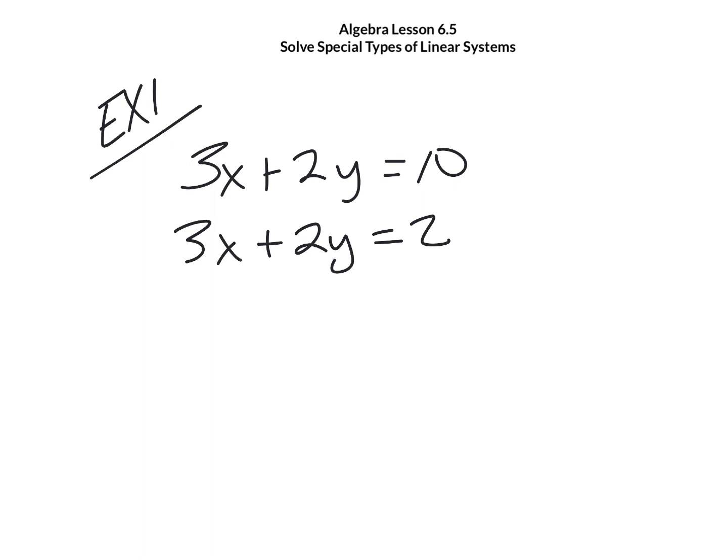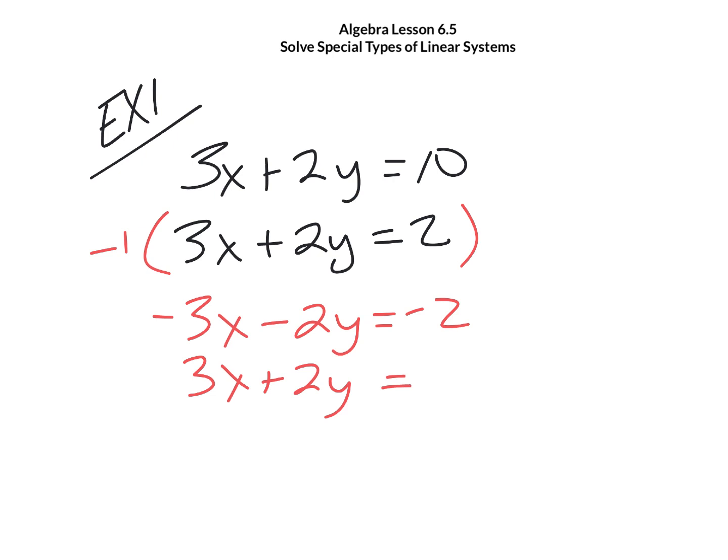So in order to use elimination, what's the one thing we have to do to this? It's already in standard form, but in order to add, one has to be positive and one has to be negative. So we need to multiply one of them times negative 1. That'd be negative 3x minus 2y equals negative 2. And then I'm going to rewrite the top equation, 3x plus 2y equals 10. Then we add to do elimination.